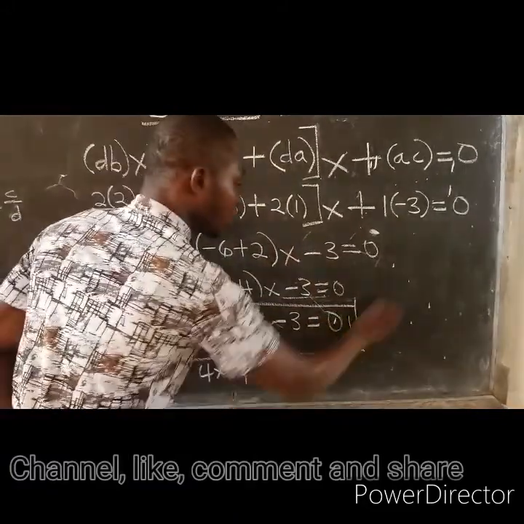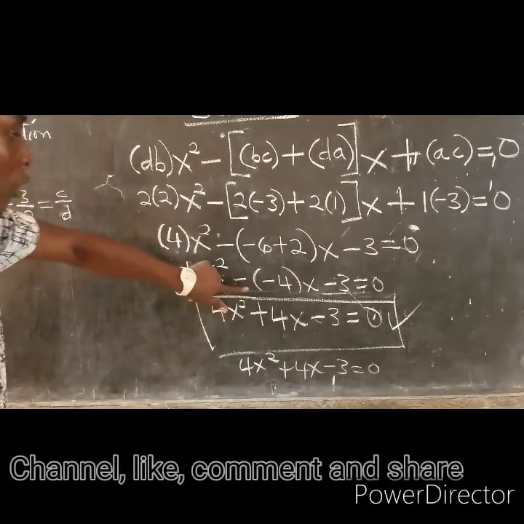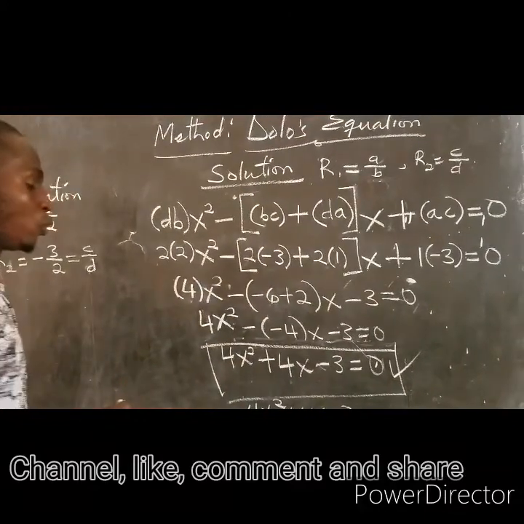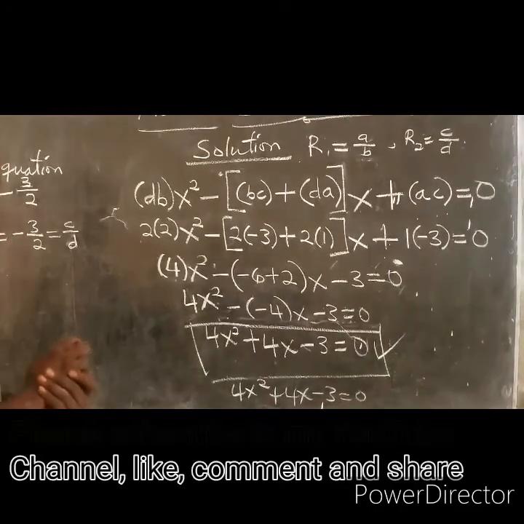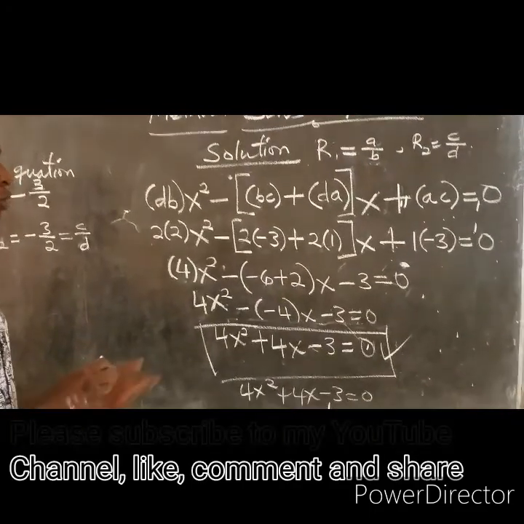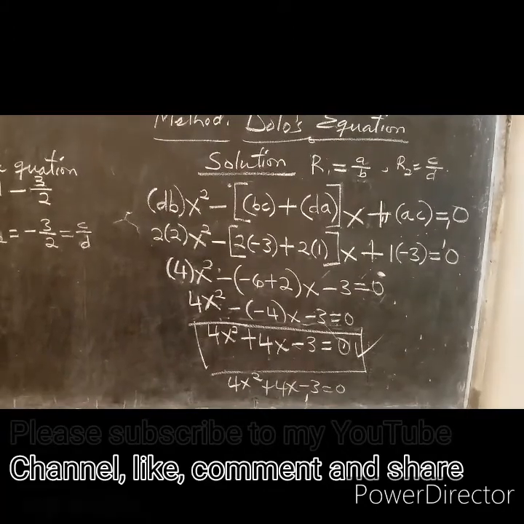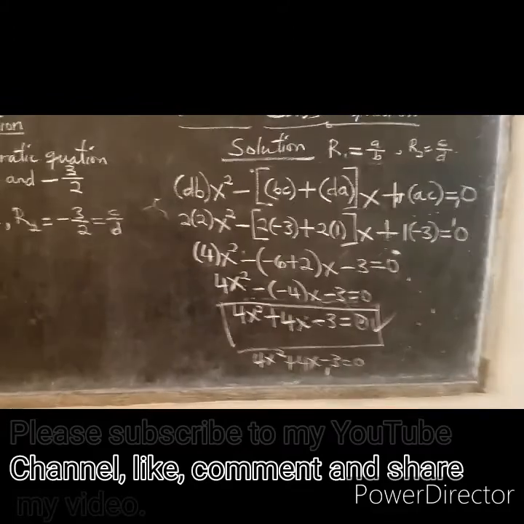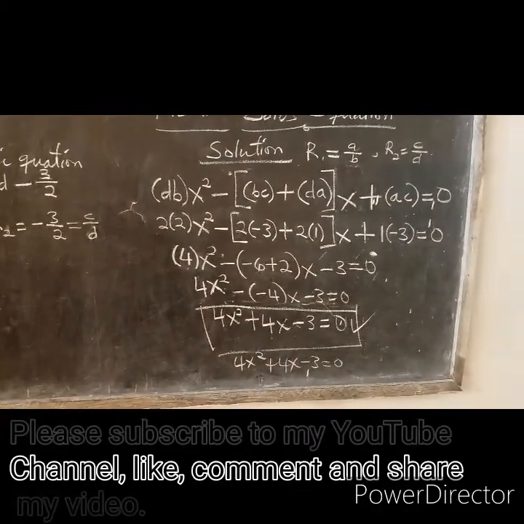So this is the equation for the roots that were given to us, 1 over 2 and minus 3 over 2. So you can enjoy using the Dolos equation. We have done with the Dolos equation. This is our final equation: 4x squared plus 4x minus 3 equals 0.